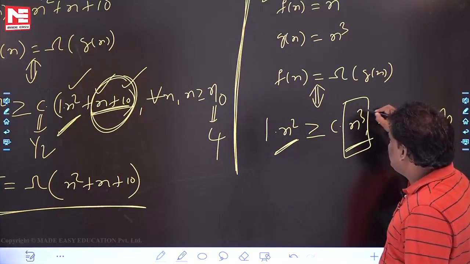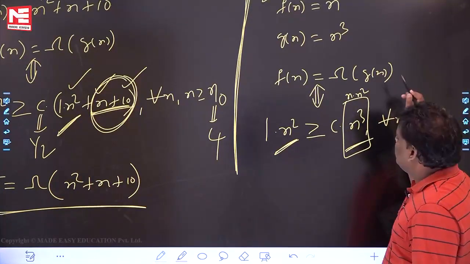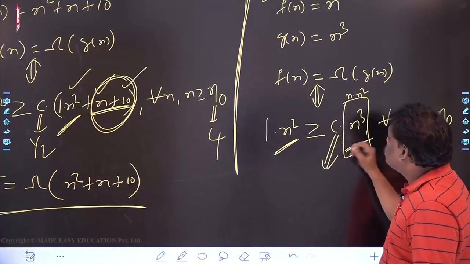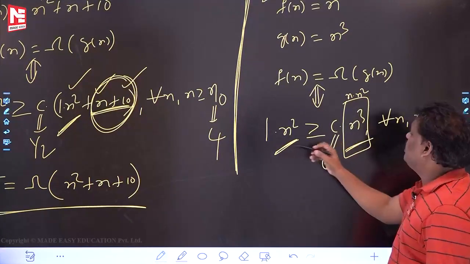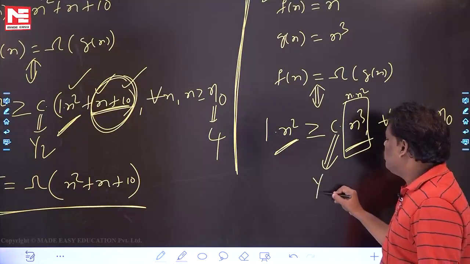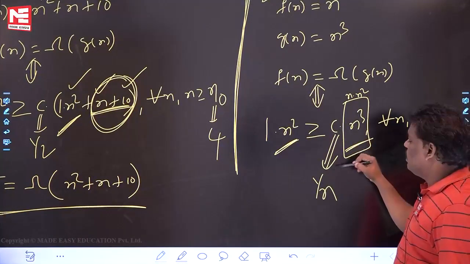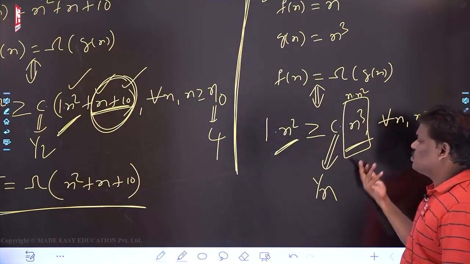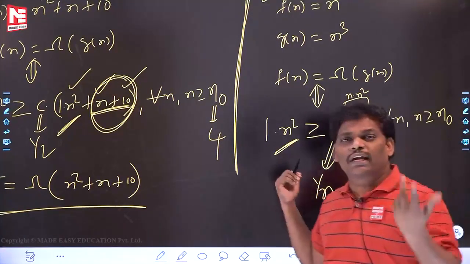So on the right side, you see n into n square there. The left side is only 1 into n square. I am asking: can I use a C so that the left becomes bigger? If I want to take C, I have to take 1 by n. So the C value is 1 by n. 1 by n into n square, n cancels, then n square. So left is n square, right is n square.